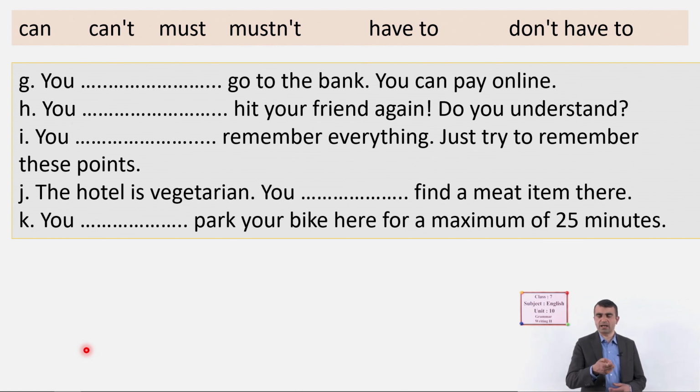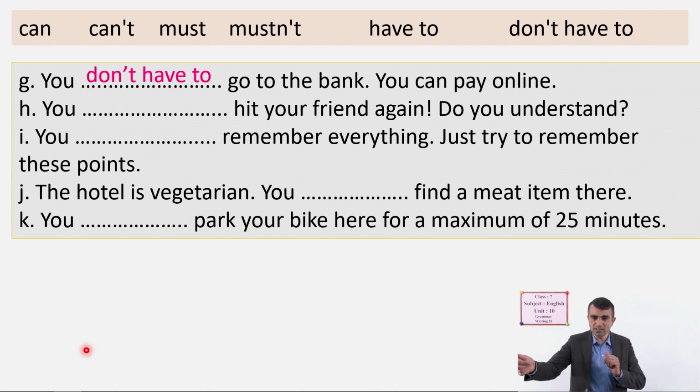Okay. Now, next one, number G, you blank go to the bank. You can pay online. Now, you can go to the bank or can't, or what do you use here? Yes, very good. You don't have to go to the bank, because you can pay online without going to the bank. So, don't have to means not necessary, isn't it?